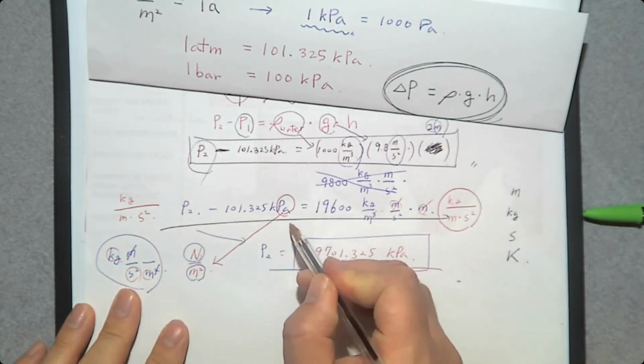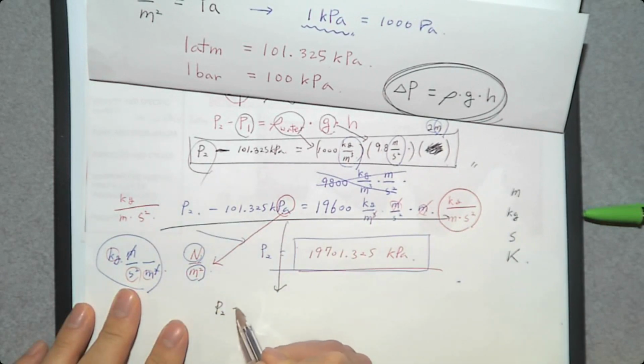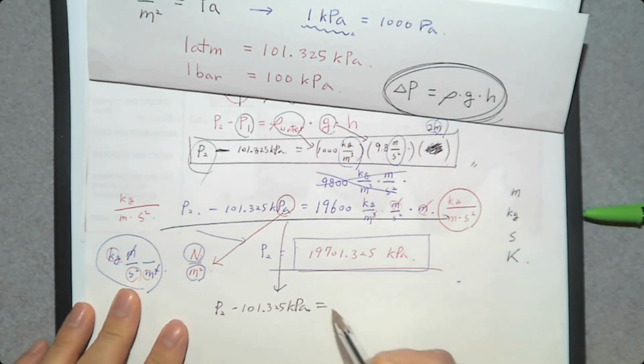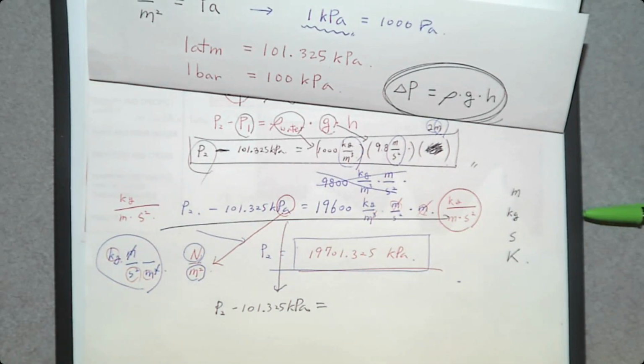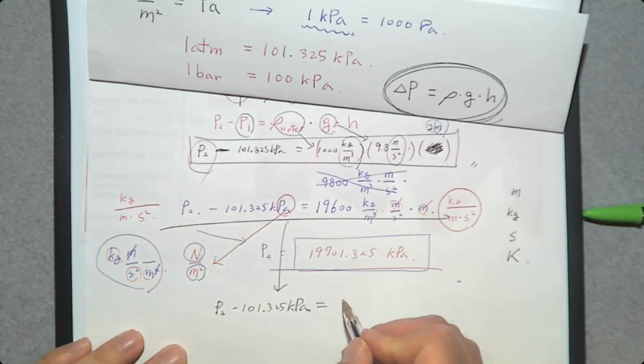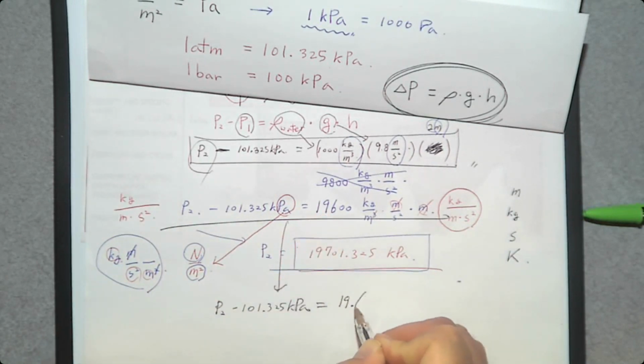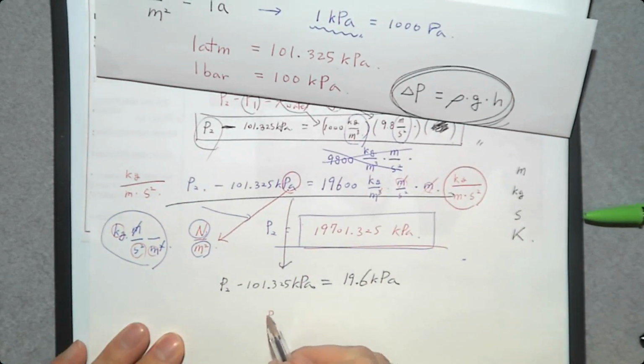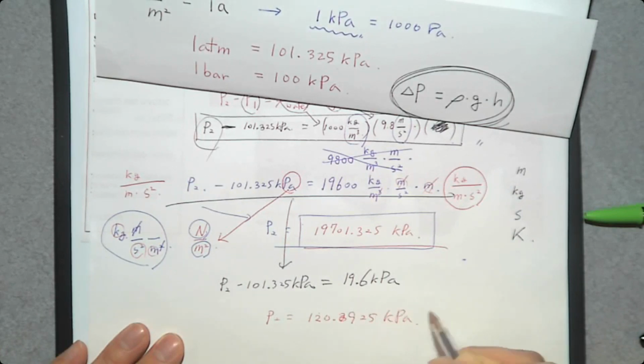Then this equation becomes P2 minus 101.325 kilopascal, and the right-hand side is in Pascal, so let's use kilopascal. How do you do that? Divide this number by 1,000. So it's going to be 19.6 kilopascal. Then what is P2? P2 is 120.3925 kilopascal.